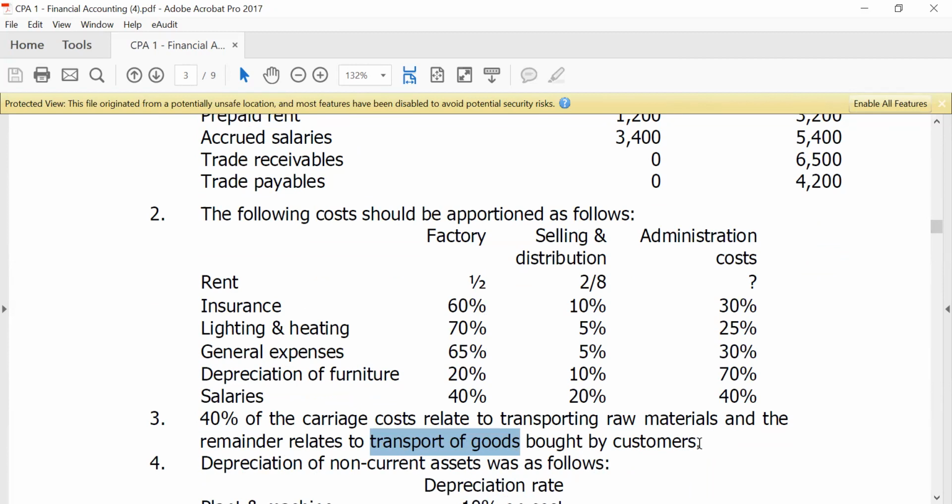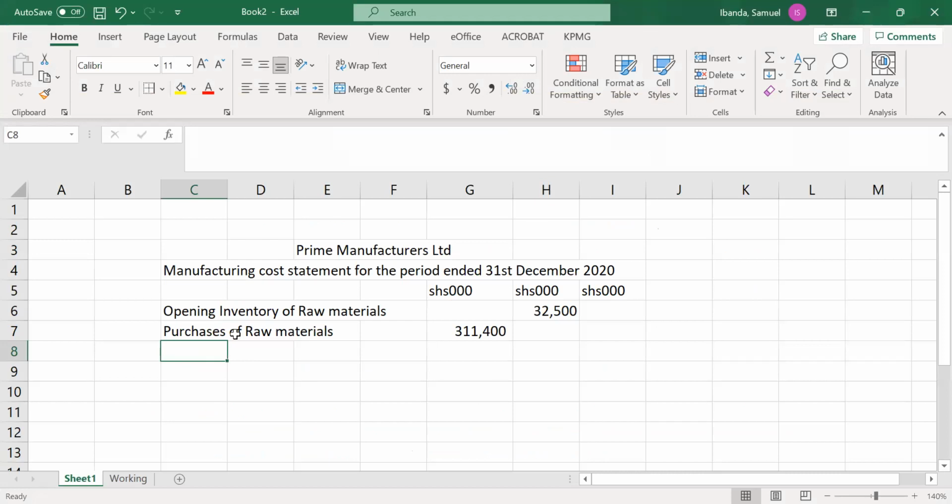Okay? Carriage outwards go with sales, but in reality, we don't add them to the sales. We include them under our expenses, and in this case, we shall include them under our so-called selling and distribution expenses. So what I'll basically do, I'll just come back here and I'll say 40%.